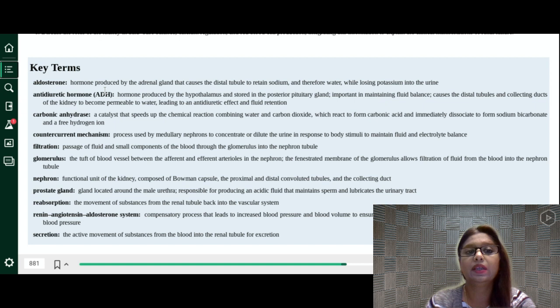Now, some of it will be repetition of what we studied in the last lecture. Aldosterone: what is aldosterone? It is a hormone produced by the adrenal glands, and it causes sodium and water retention. Antidiuretic hormone: what does it do? It also causes sodium and water retention, but it is produced in the posterior pituitary gland. Carbonic anhydrase: what is it? It is a catalyst that speeds up the chemical reaction combining water and carbon dioxide.